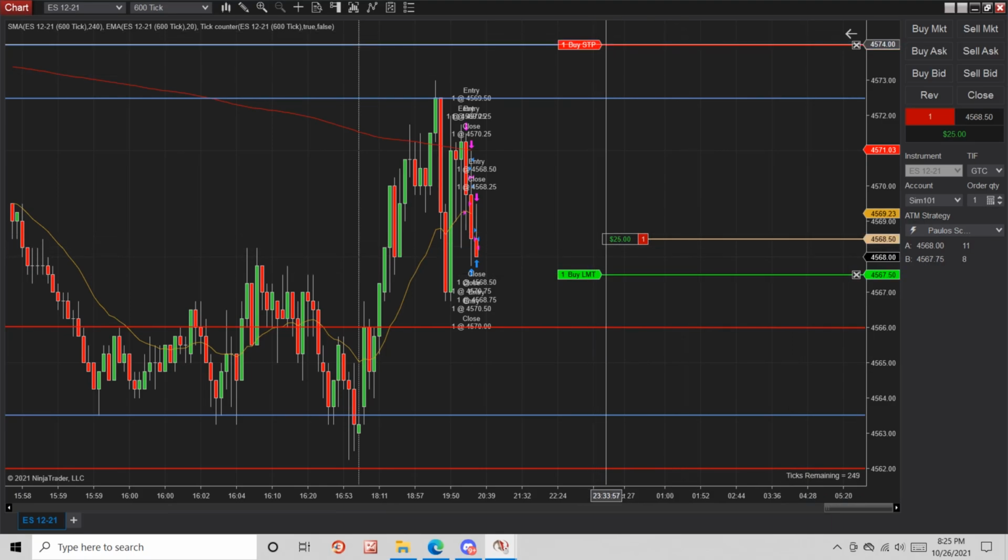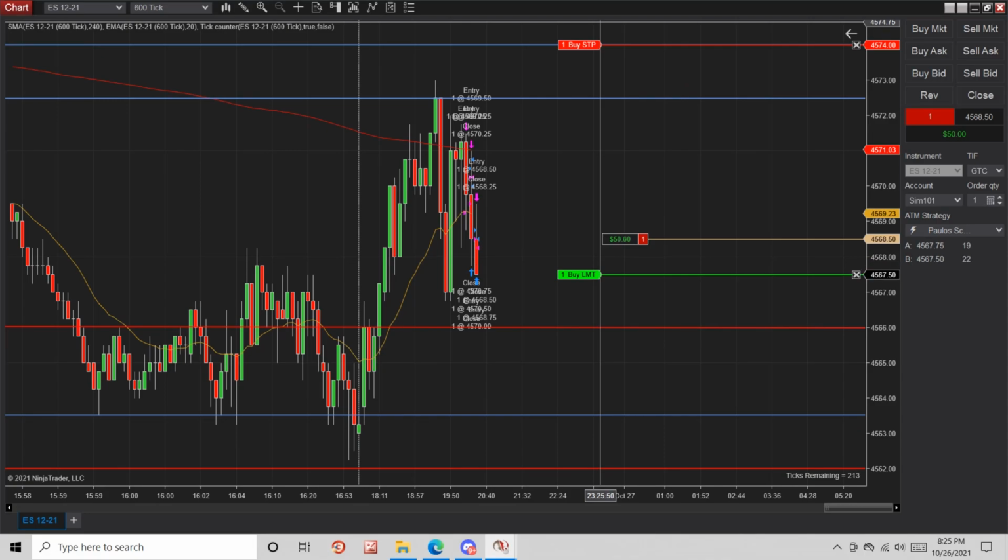This one, the buy stop, basically means that right when it hits 4574, it does not matter whether it moves down or up, it will exit me no matter what. Because sometimes the market moves so fast, it cannot exit me at the price I want to be exited at. So I have to keep that stop loss.